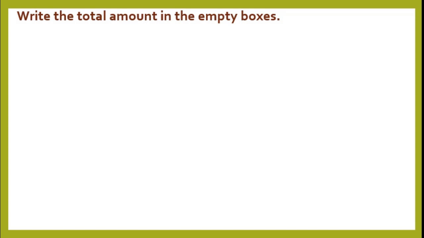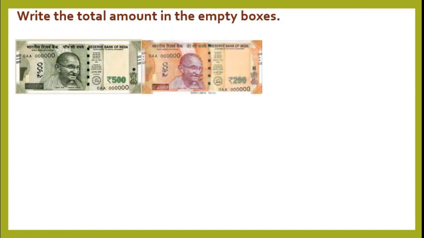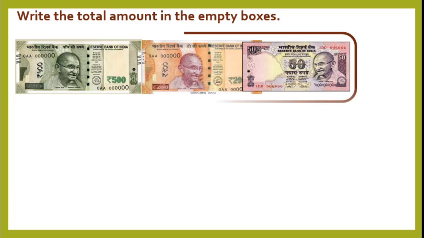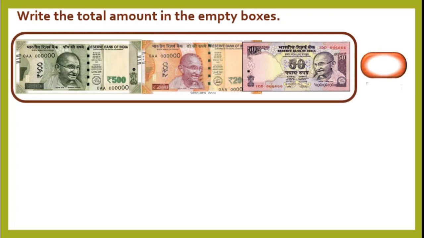Now write the total amount in the empty boxes. Okay, here we will see and we will count the total amount and we will write the total amount in the empty box. Yes, here dash rupees. Okay, now see this. This is a 500 rupee note. This is 200 rupees note. Here you can see, and this is 50 rupees note. Means we have to add these three notes. 500 plus 200. 5 plus 2 is 7. 700 plus 50. So the total is 750 rupees. Isn't it?